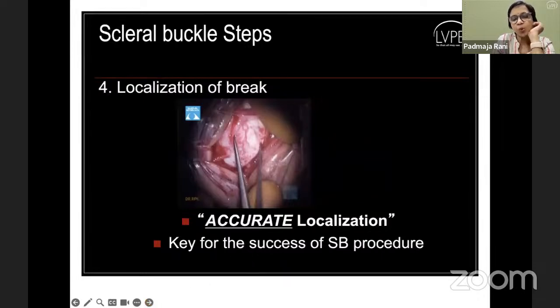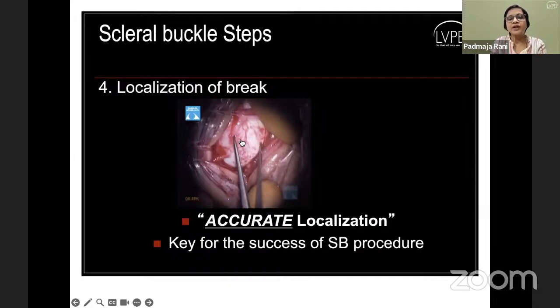Accurate localization is the most important key for the success of scleral buckle surgery. So how do we localize? As I said, preoperatively you will try to see the location of the break, for example, a break located 3 mm from the ora when you are seeing the fundus, and you want to accurately localize it. So how you do localization is, this is the spiral of Tillaux, that is the insertion of the muscle.